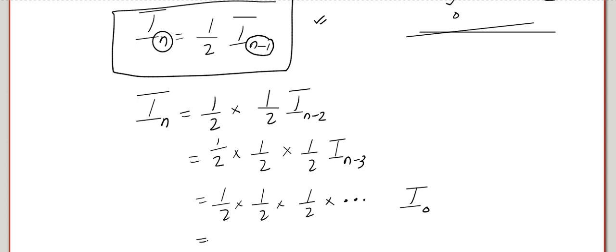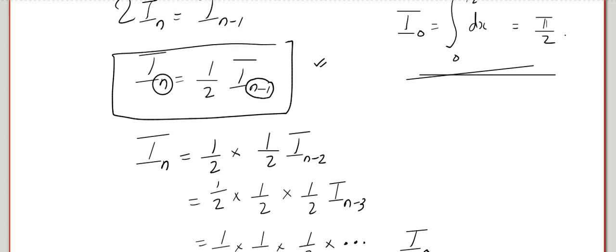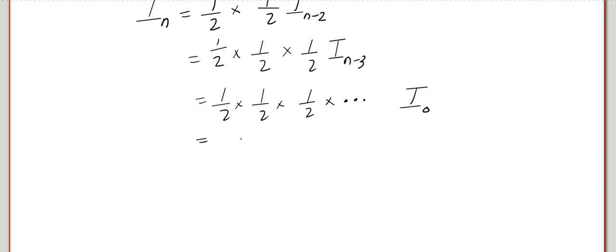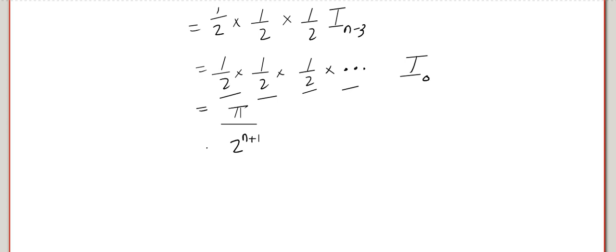So, the answer will be I 0, we already know, we got pi by 2. So, using that logic, it is very simple, that will be pi by 2 to the power n plus 1, because there will be 2 into 2 into 2 into 2 into 2, n times and that pi by 2. So, that is how we get 2 to the power n plus 1.